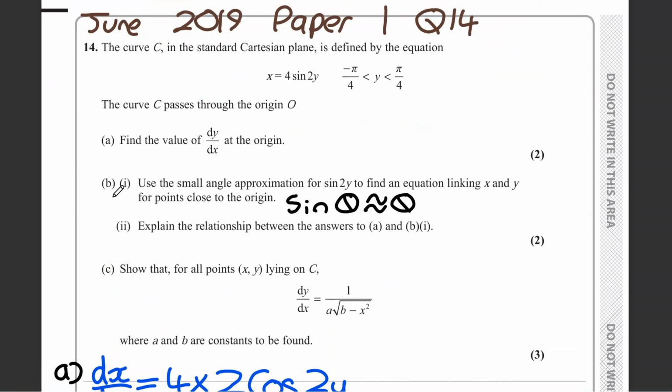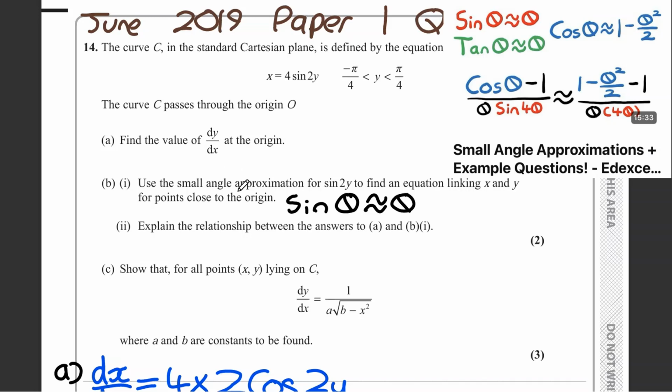Okay, and then for the first part of B, we need to use the small angle approximation for sin 2y to find an equation linking x and y for points close to the origin. Okay, so we have this equation that links x and y. x is equal to 4 sin of 2y. So if points are close to the origin, that means that x and y are going to be small, so therefore we can use small angle approximations.